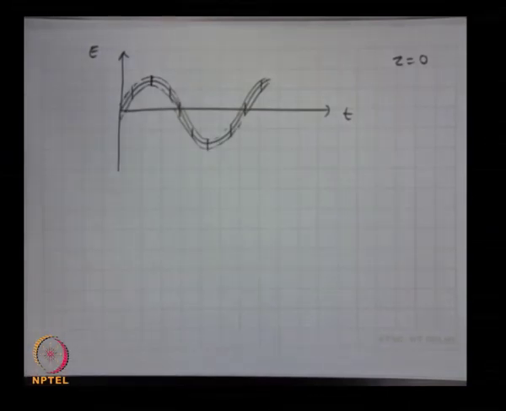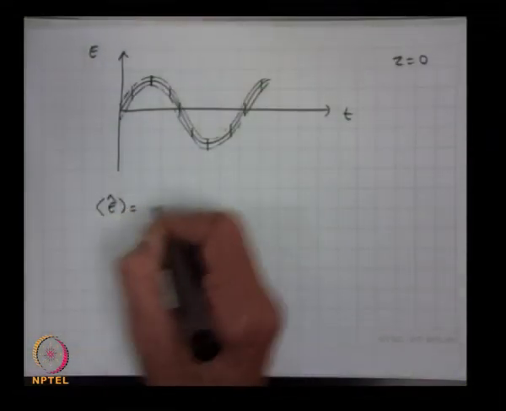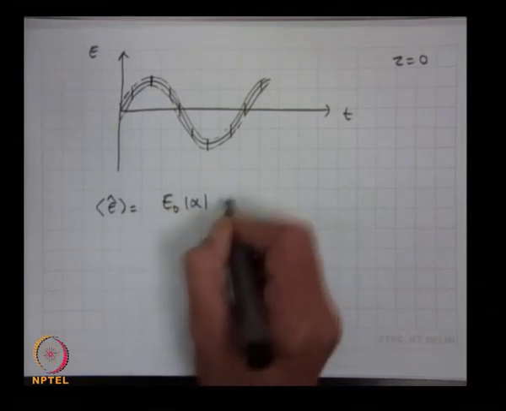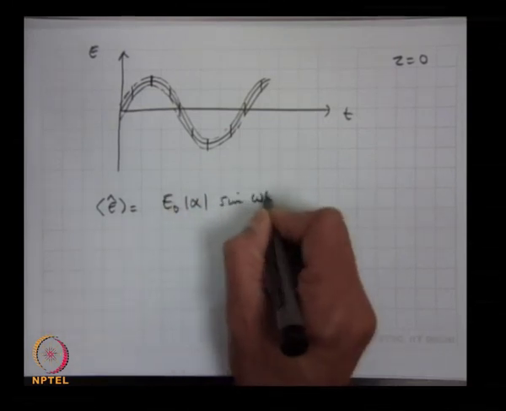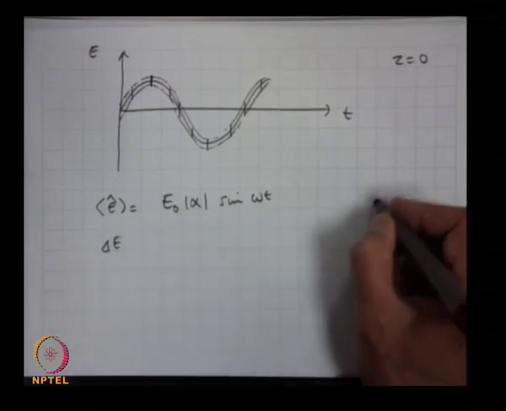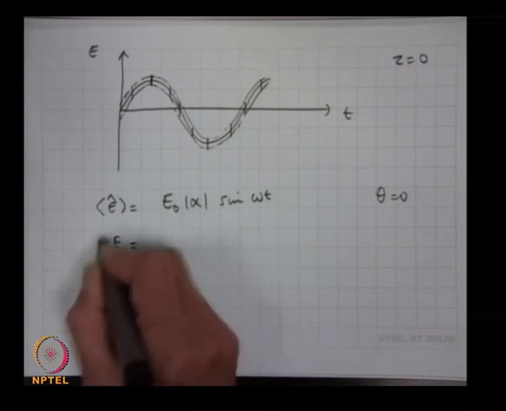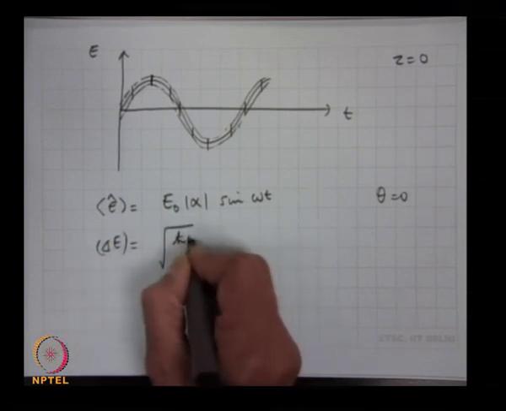So, this noise that is present in a coherent state is exactly the same amount of noise that is present in the vacuum state. As the amplitude of the coherent state increases, the fractional uncertainty in the electric field decreases, because delta E remains constant while the amplitude keeps on increasing, and finally you get closer and closer to the classical state of the electromagnetic field. So, in this state, the expectation value of the electric field is E naught mod alpha sine omega t, since I am assuming theta is equal to 0, and delta E is equal to square root of h cross omega by 2 epsilon 0.